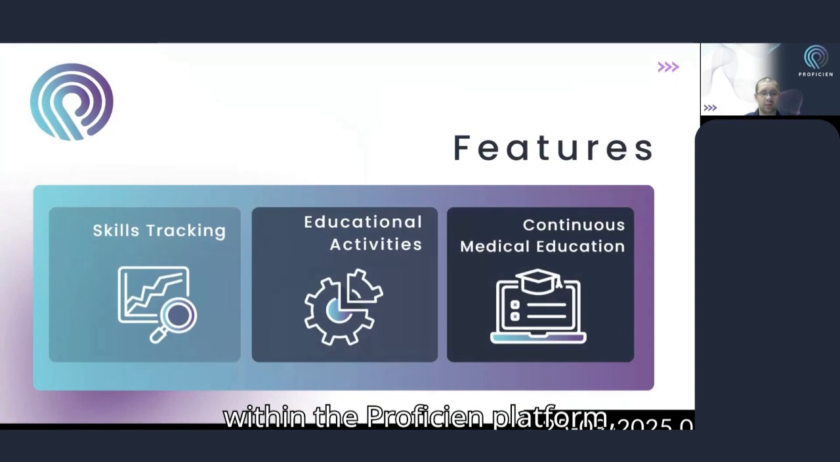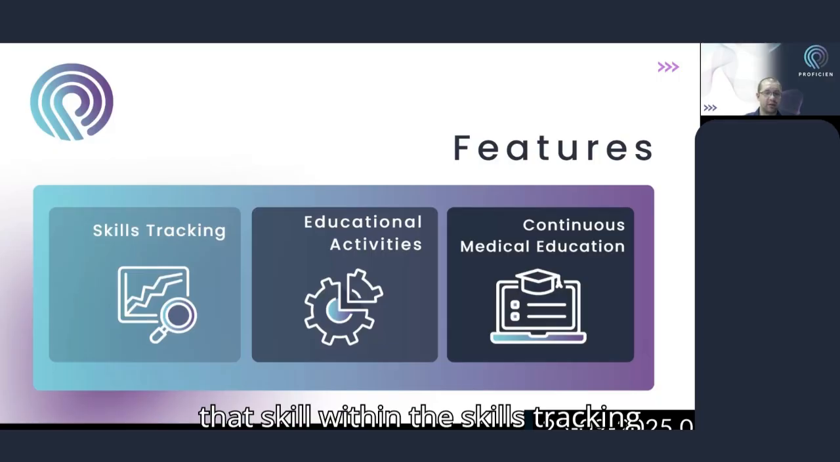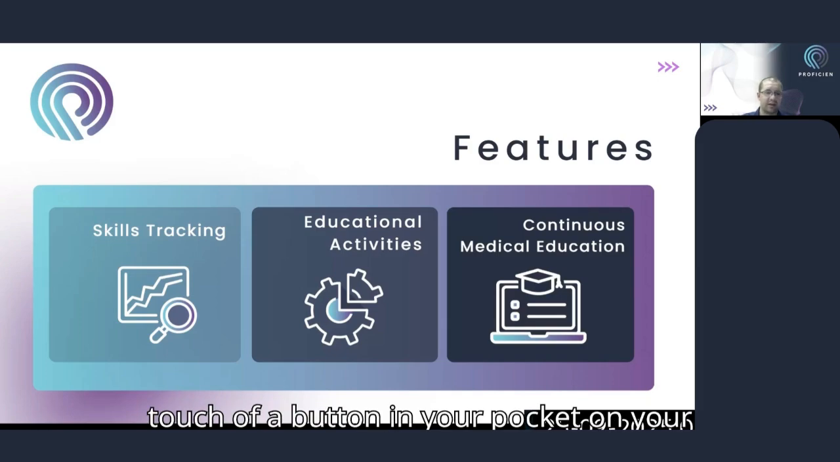Within the Proficien platform, the primary features that we are operating with are a skills tracking function and educational activities. And this skills tracking function essentially acts as a skills log. So for example, if you are a provider and you have placed an IV line on a patient, you can log that skill within the skills tracking function of the application, and that's at a touch of a button in your pocket on your mobile device.